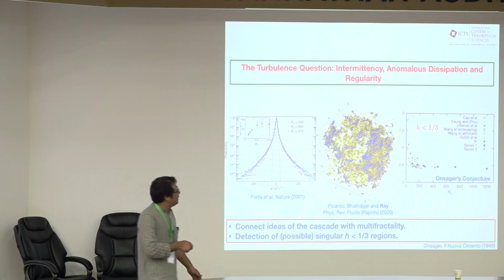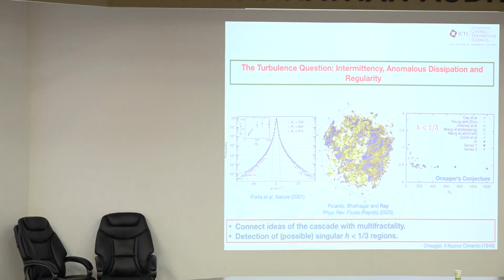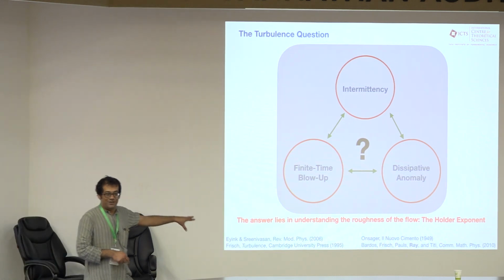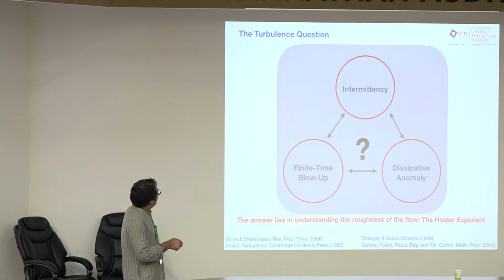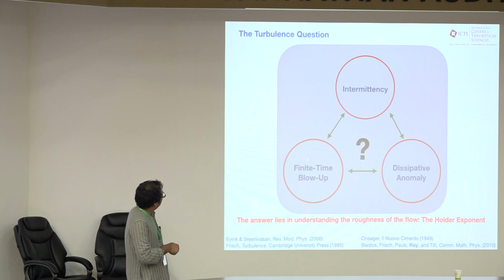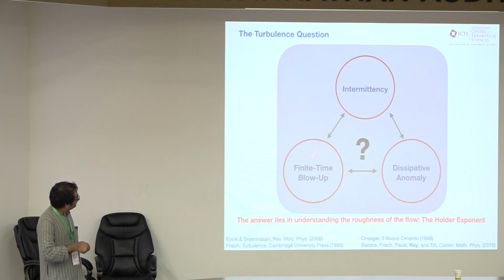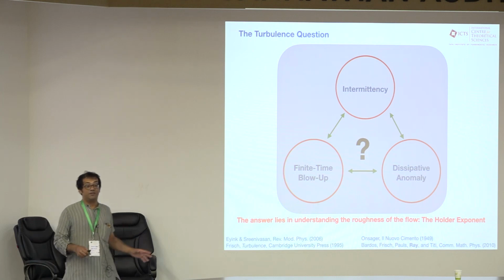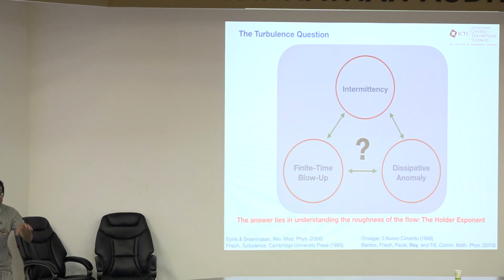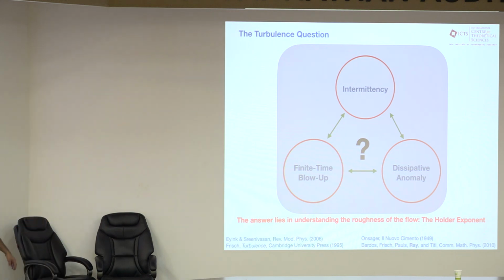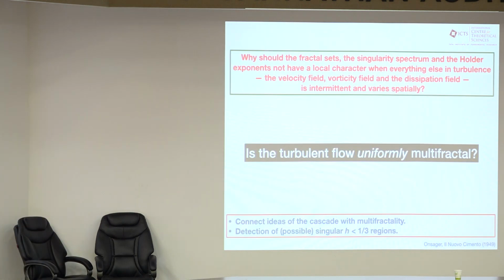And this is only possible when you have a Hölder exponent which is less than 1/3. So essentially, what we are trying to achieve by this prescription, if it's possible, is to tie in these three main issues in turbulence: finite time blowup, dissipative anomaly, and intermittency, because the answer for all of this lies in understanding the roughness of the flow. So we are now trying to go inside the flow and probe if there are regions of the flow which are rough enough to complete this Venn diagram, as it were. So the question is, is the turbulent flow uniformly multifractal or not?